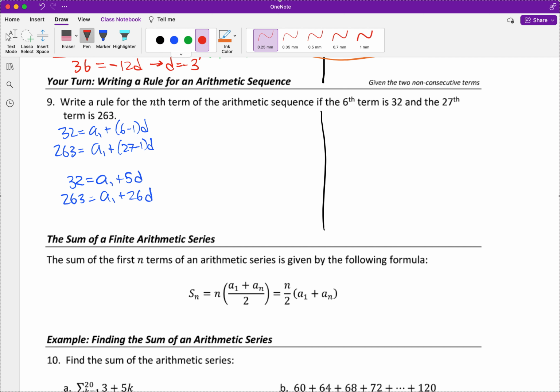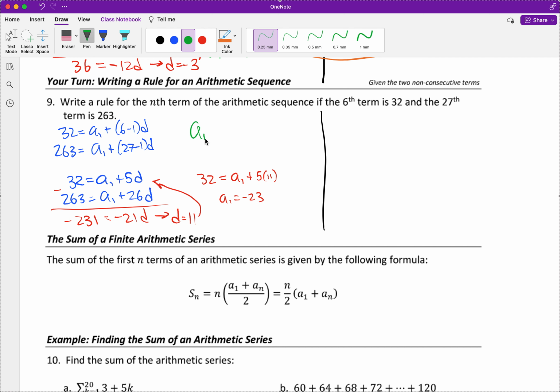All right. Again, it's set up perfectly for elimination because we can eliminate that A1 value. I'm going to use subtraction there, so I'm going to get negative 231, and that equals negative 21D. I used my fancy calculator to get that D is going to equal 11. I pick one of the equations to plug it back into. I'm going to use the top one, because I know what 5 times 11 is, right? So 5 times 11 is going to be 55. Move that to the other side, and I'm going to get negative 23.